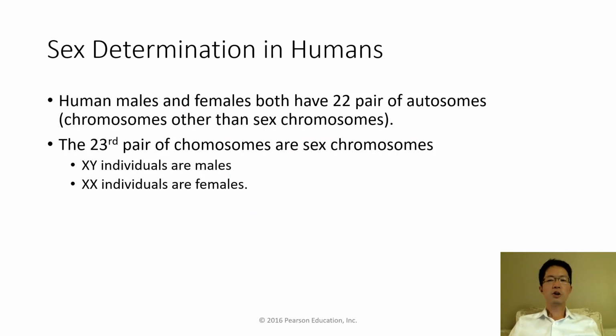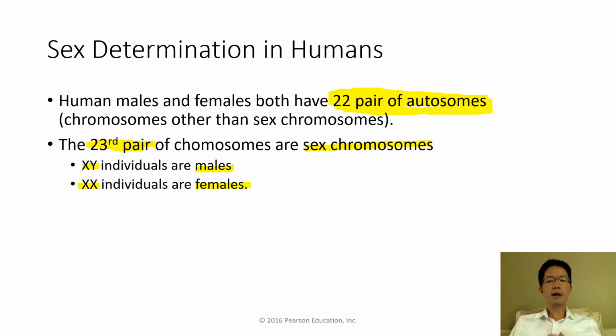Okay, how do we determine the gender in a human being? Of course, I already briefly mentioned we have 22 pairs of autosomes, meaning 22 pairs of chromosomes that determine our body phenotype. And then the 23rd pair, we call them sex chromosomes. For male, it is XY. For female, it is XX.